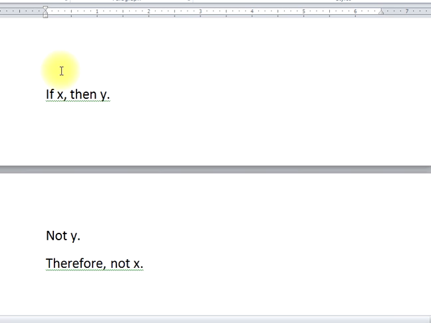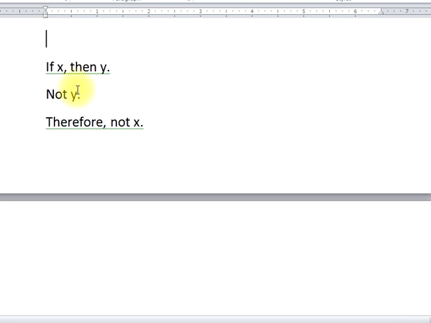Okay, so what about this? Let's move this up. If x, then y. Sorry about the green lines, but it'll work. If x, then y. Not y. Now, this has to follow, therefore not x. And this is called denying the consequent. If you deny the consequent, the act of denying the consequent gives you a denial of the antecedent. So if you work backwards from this and you say, okay, if x then y, not y, then you have to say not x.